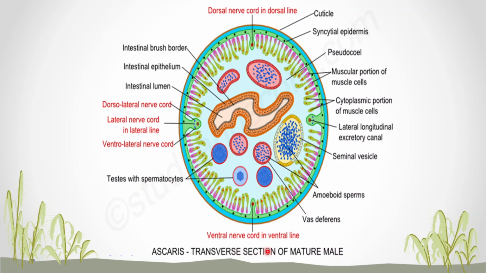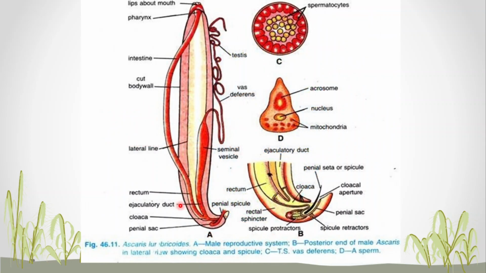So this is all about the transverse section of mature male. You have to draw this diagram for about 4 marks. A short answer question is asked in the examination. So friends, this is all about the male reproductive system of Ascaris.